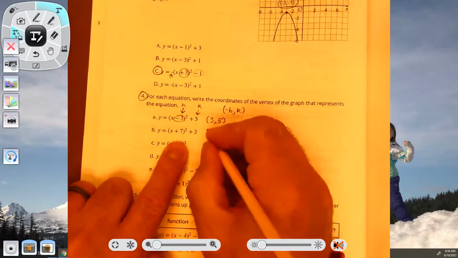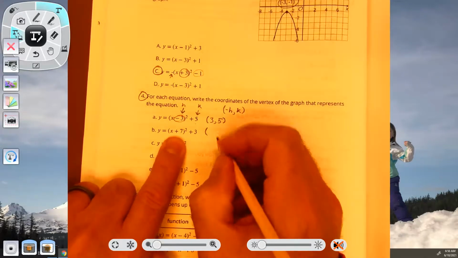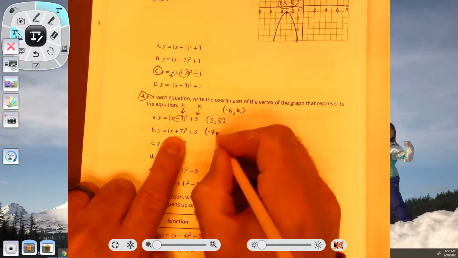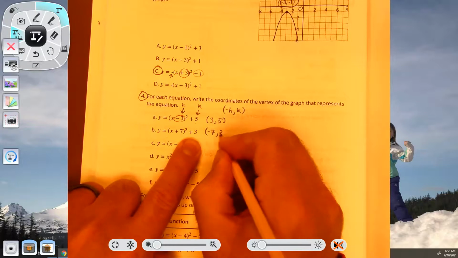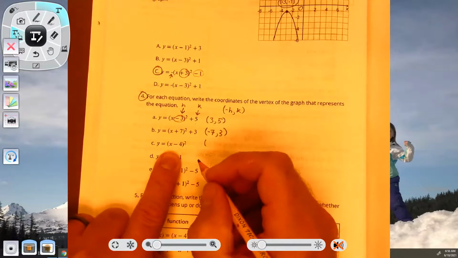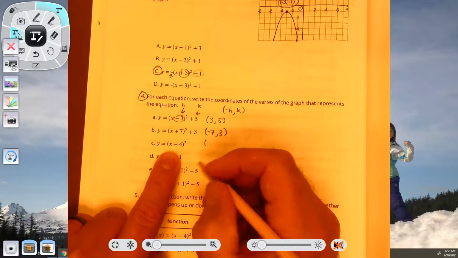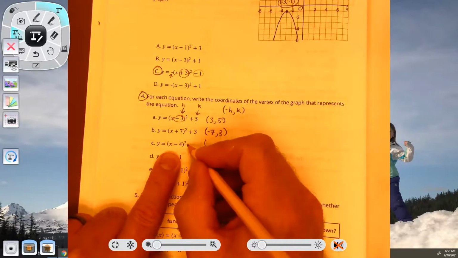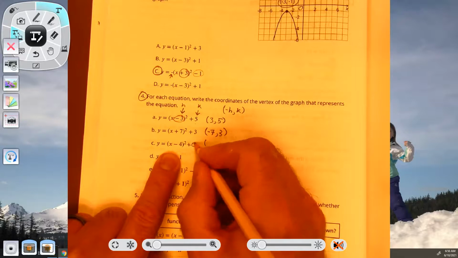So same over here, change the sign of this +7 to -7, and then +3. Okay, this one right here, oh, this is just like that one I missed on the very first question, right? Where I forgot that there's like a +0 right here.